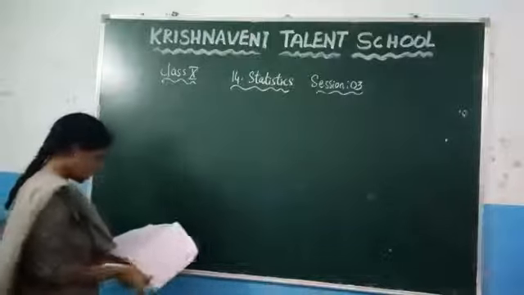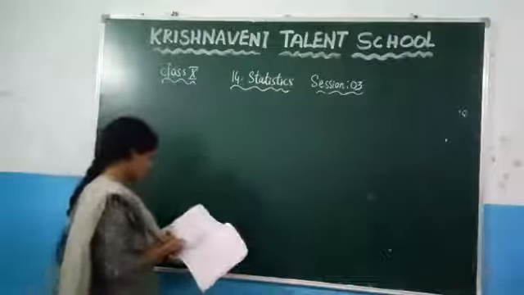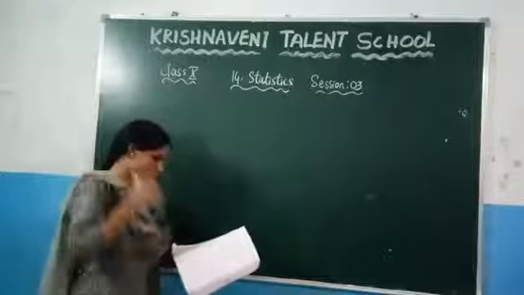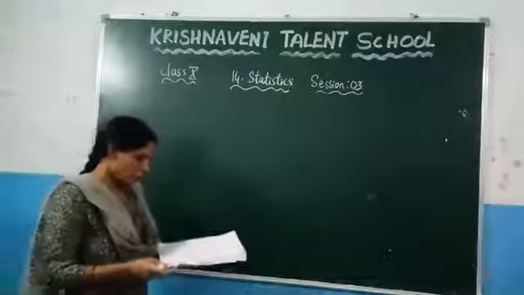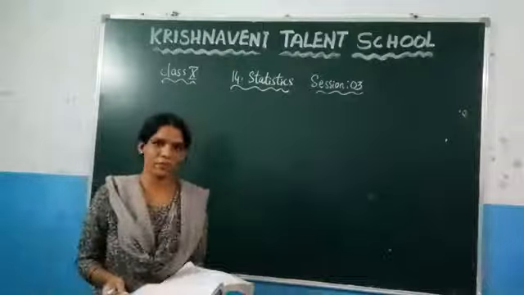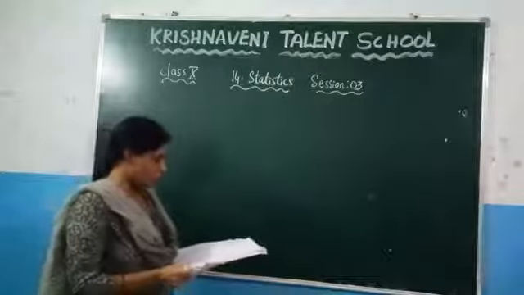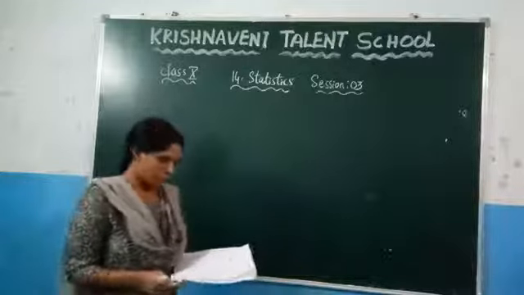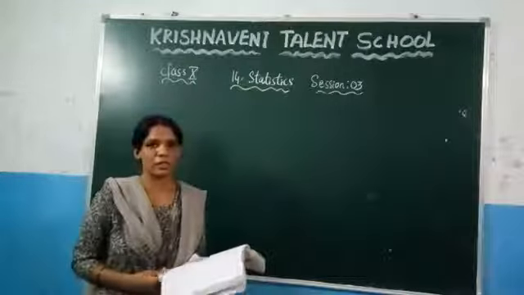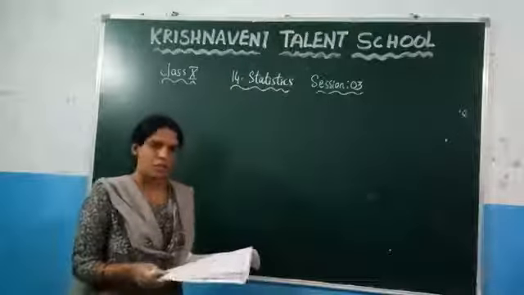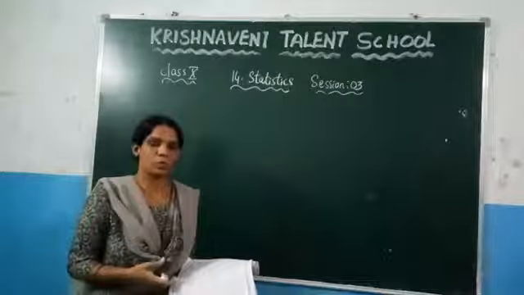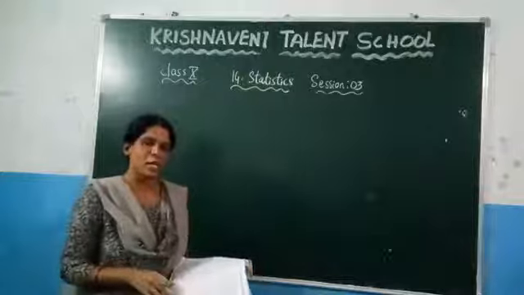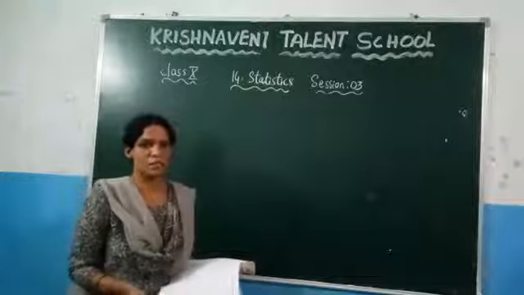Exercise. There are 9 problems. We already solved 3 problems here. The remaining problems you can do in the same way. Just write the data, and after that, based on the xi values, you can go for any of the methods. If the xi values are large, then you can go for the assumed mean method, and if the deviation values are also large, you can go for the step deviation method.